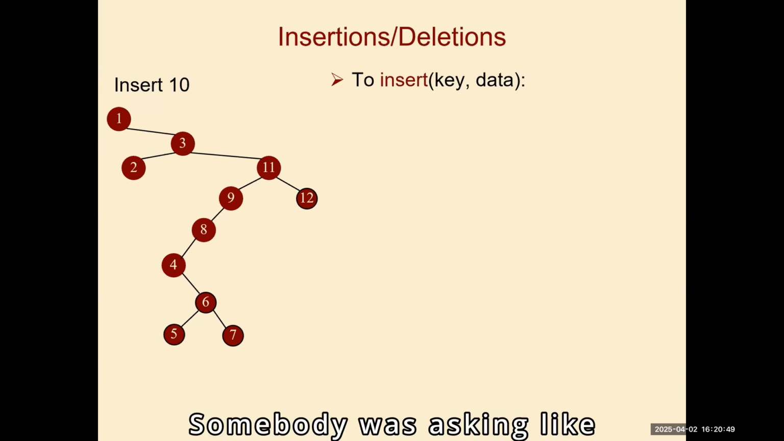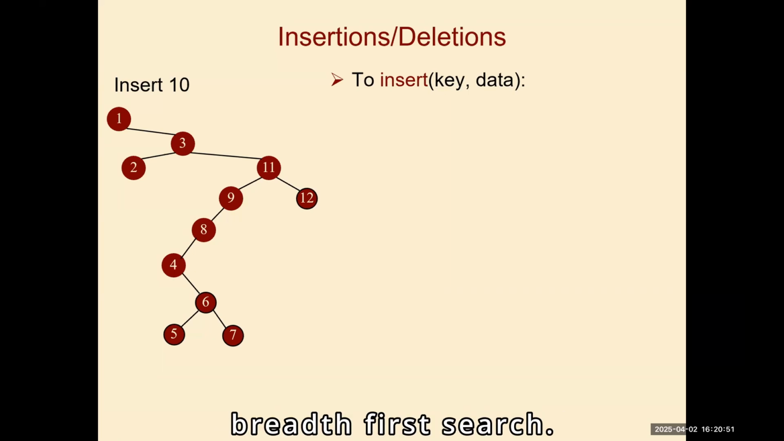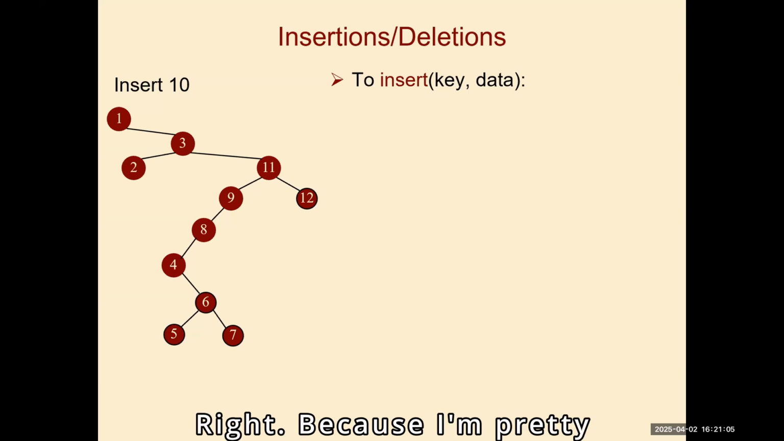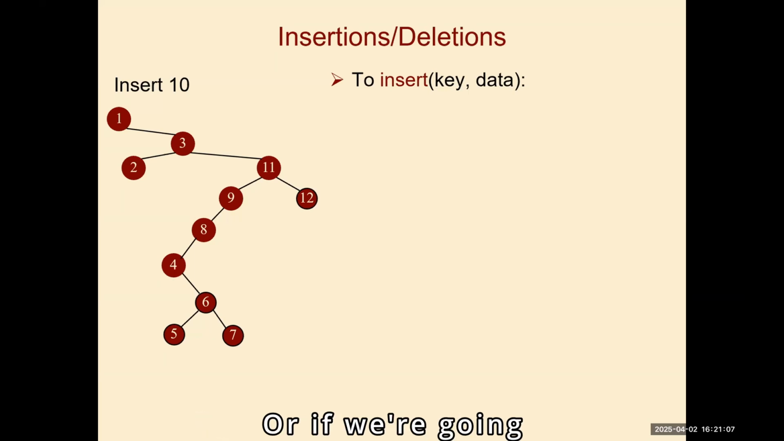Somebody was asking about depth first search and breadth first search. What question we might do there? Well, at this point in your lives, you should know depth first and breadth first search. And I don't know if the other people have done it, but if I were going to add extra questions, it would be about things like loop invariants, right? Because I'm pretty big on loop invariants. Or if we were going to do depth first, I might say, here's a graph. Do depth first search, and what order do you find the nodes, right? Do breadth first search. What order?